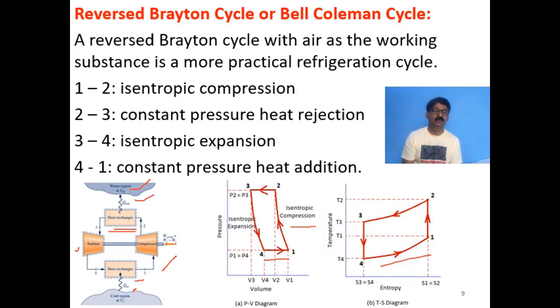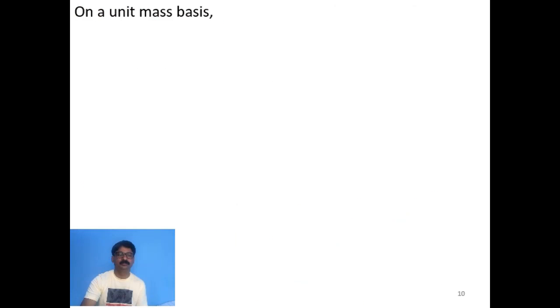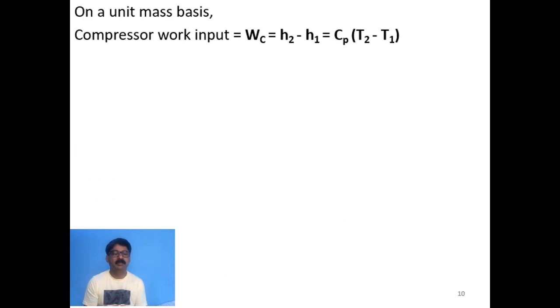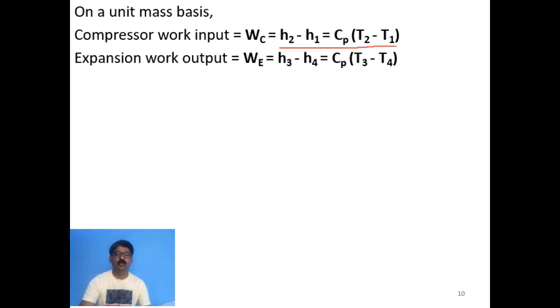So you can see 1 to 2 isentropic compression, 2 to 3 constant pressure heat rejection, 3 to 4 isentropic expansion, and 4 to 1 constant pressure heat addition. Now if you analyze this on unit basis, compressor work input WC is nothing but H2 minus H1. So you know that delta H is equal to Cp into delta T. So Cp into delta T is nothing but T2 minus T1. So H2 minus H1 can be written as Cp into T2 minus T1. Similarly, expansion work output WE, you can write it as H3 minus H4.